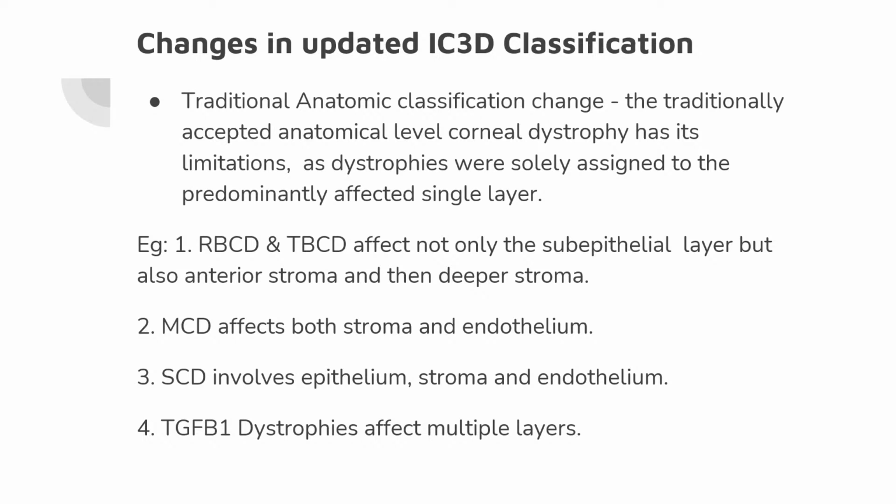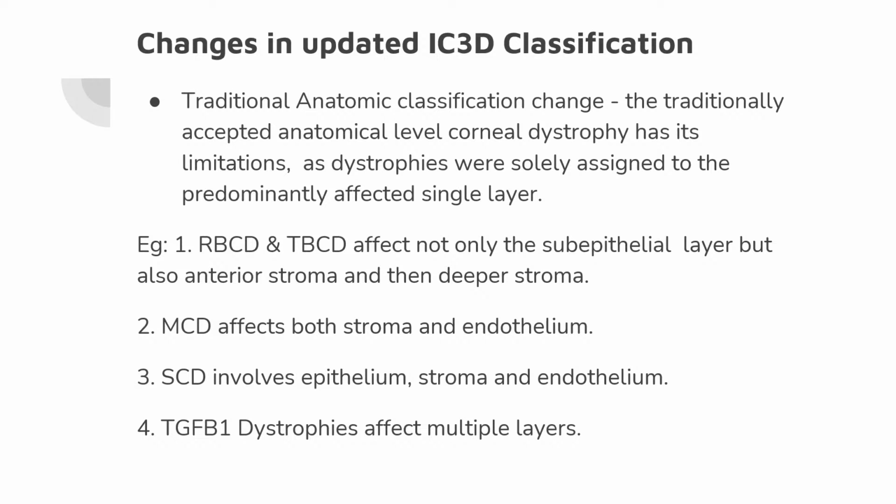Changes in the updated IC3D classification in 2015. The traditional anatomical classification change. The traditionally accepted anatomical level of corneal dystrophy has its limitations, as dystrophies were solely assigned to the predominantly affected single layer. For example, Reis-Bucklers corneal dystrophy and Thiel-Behnke corneal dystrophy affect not only the subepithelial layer, but also the anterior stroma, and as the disease progresses, it also involves the deeper stroma.